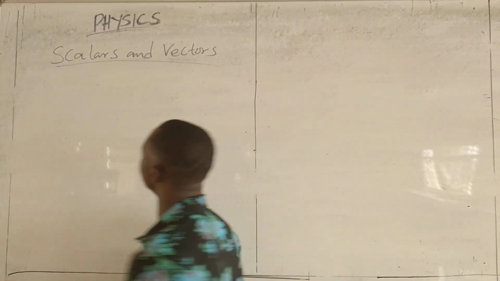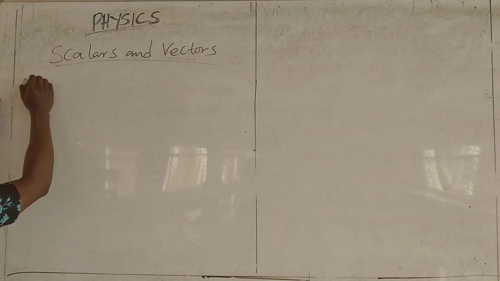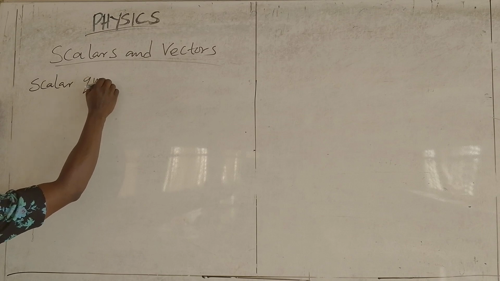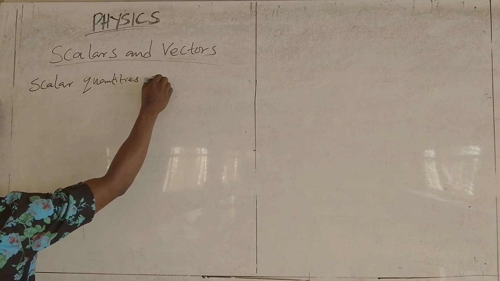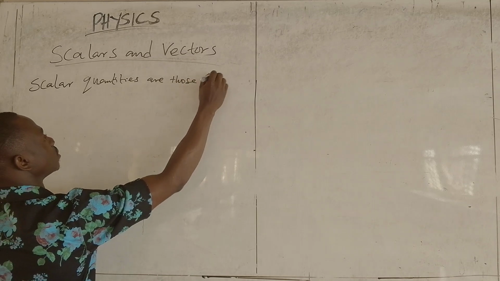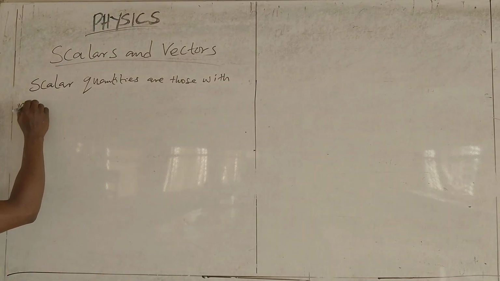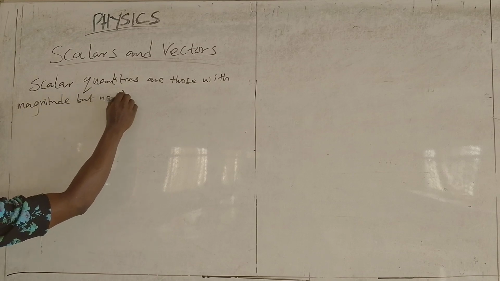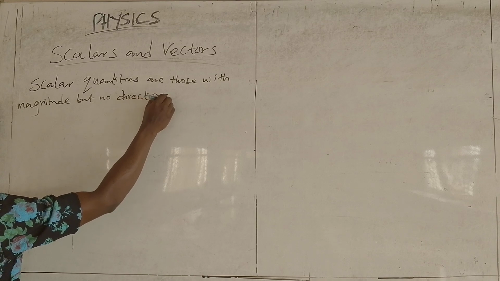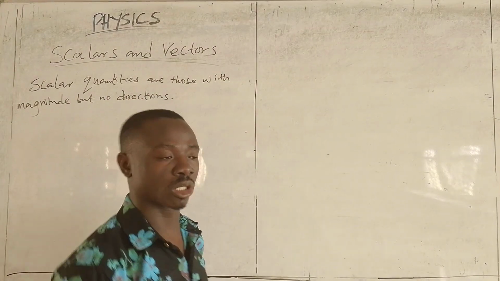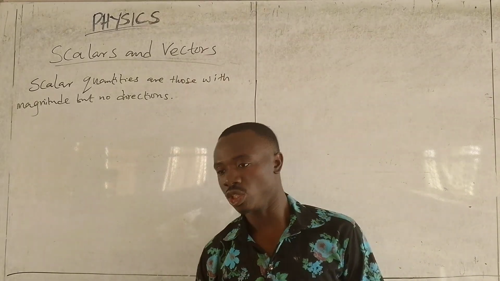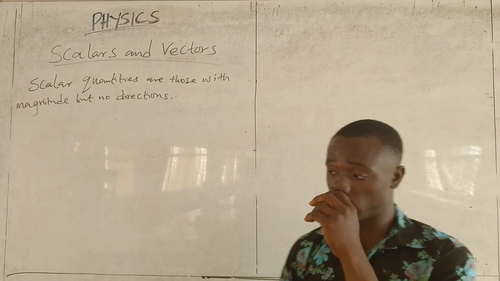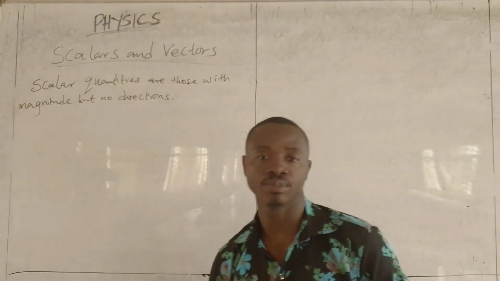Scalar quantities are those with magnitude but no direction. Now, when we talk about magnitude, we are talking about numerical values. So scalars have numerical values, but they have no angle attached to them.